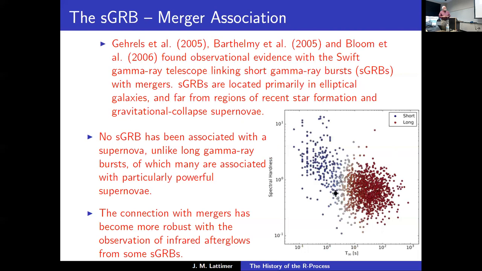And the long gamma ray bursts have been connected with supernovae, because many long gamma ray bursts have been observed with supernovae that appear in the aftermath. No supernova has ever been connected with a short gamma ray burst. And in addition, short gamma ray bursts are primarily located in elliptical galaxies, or at least far from regions of recent star formation and massive stars and supernovae themselves. So this connection with mergers has become more robust now that some infrared afterglows have been observed from at least one and possibly two or three other short gamma ray bursts in the last few years.